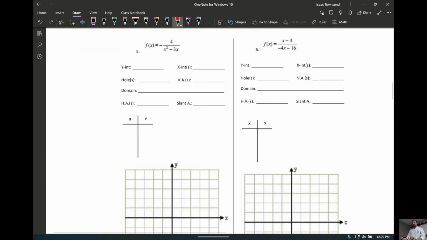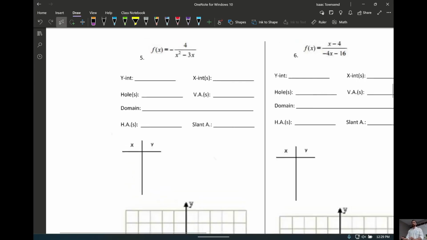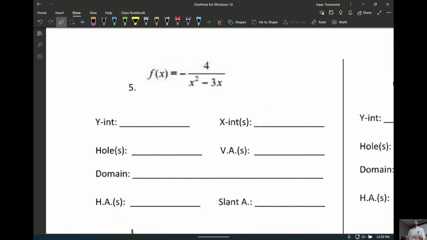Okay, I would like you guys to go ahead and try question 5, please. And one piece of advice I would give you on question 5 is if you miss this negative out front, your graph's going to be upside down. So you might want to change this and put it next to the 4 so you don't lose it.